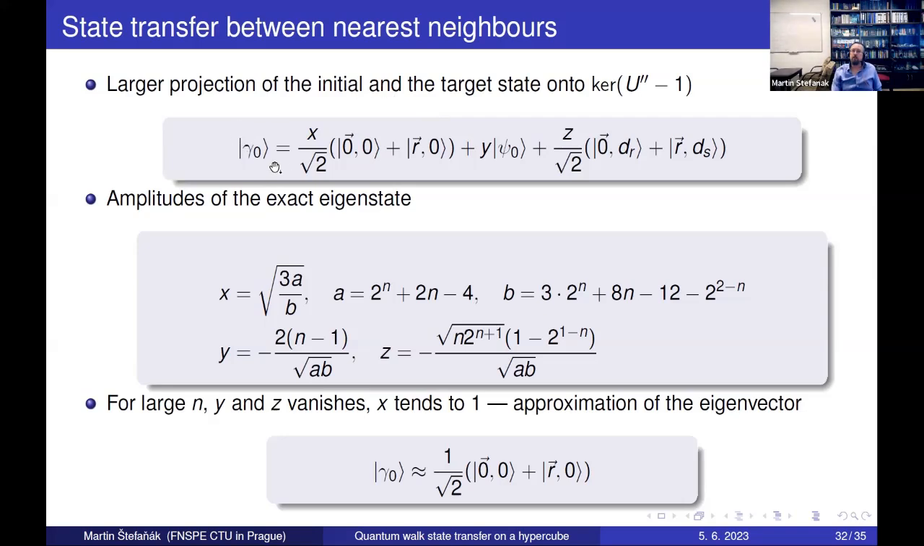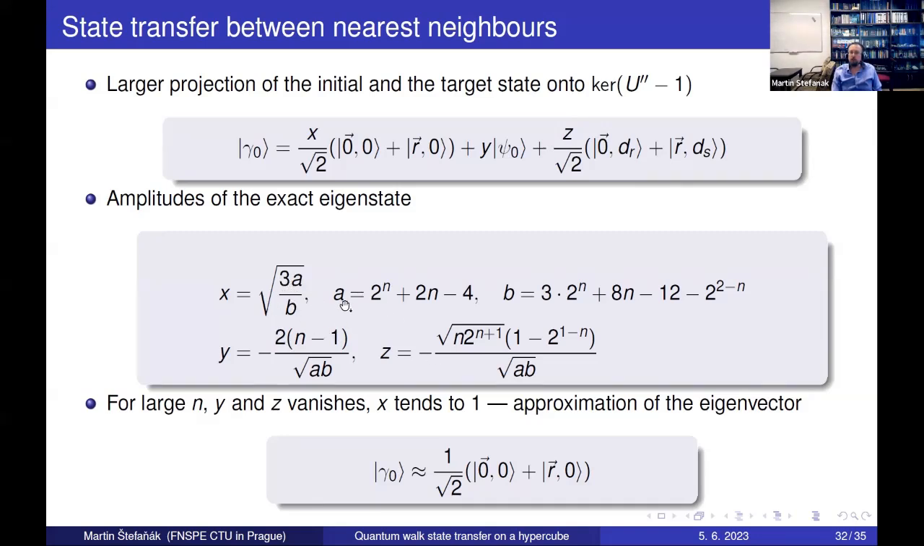So here this exact eigenstate can be written in this form, where now this part here is what we didn't have before. So this direction dr ds corresponds to an arc going from 0 to r, and this is an arc going from r to 0, because they are connected by an edge. And these amplitudes x, y, z can be found analytically by hand.